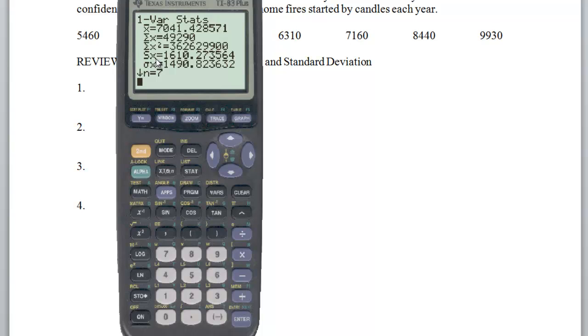And then our standard deviation for this small sample is 1,610.3, or 3/10. All right, so let's go back to the screen draw here, which freezes my calculator. I can't actually work the calculator in this at the same time. So now let's write down all the important information again. Our average is 7,041.4. Our standard deviation is 1,610.3.